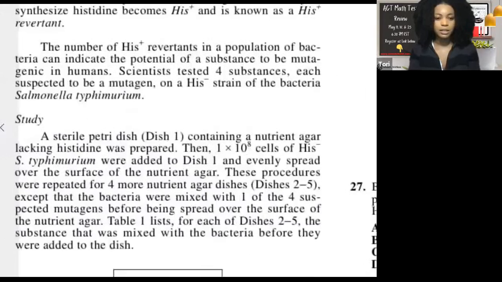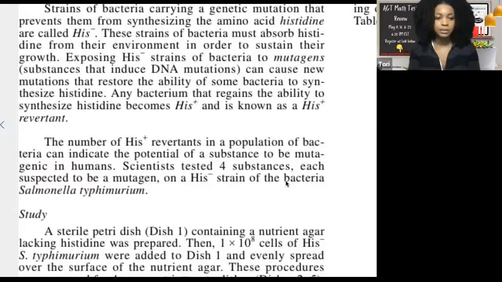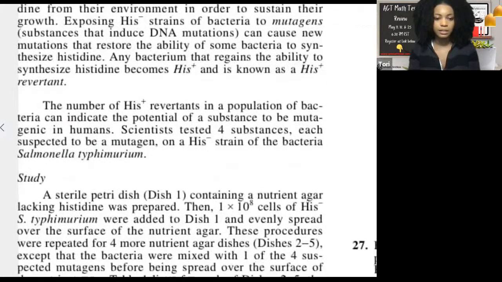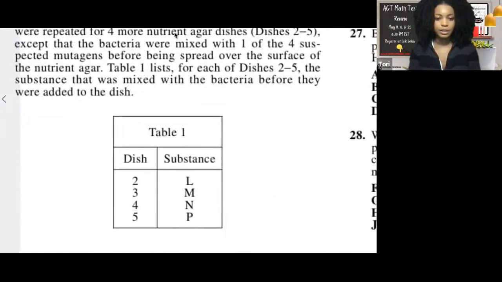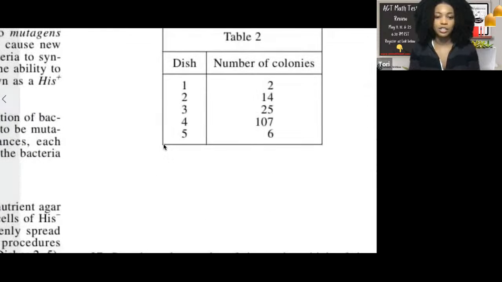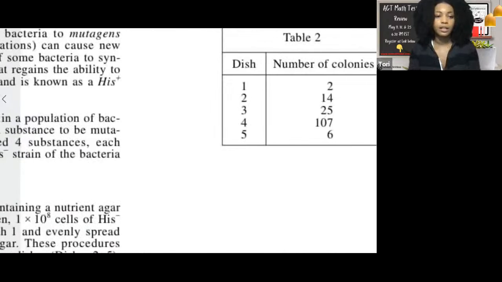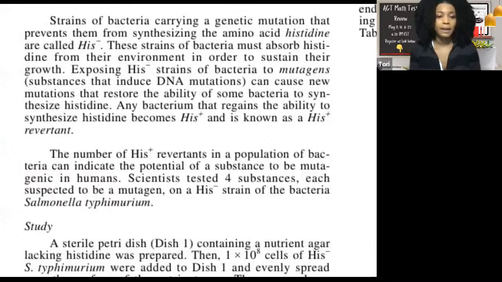I am zoomed in because this one had a lot of information. So we have our passage here. And then, hold on a second, guys. So we can see table 1 has dish and substances. So that looks like that's going to be a good place for us to go after we get information from the passage. And table 2 has dish and number of colonies. So again, that's me just kind of skimming the information without having read the passage. So let's take a look here now at the passage.